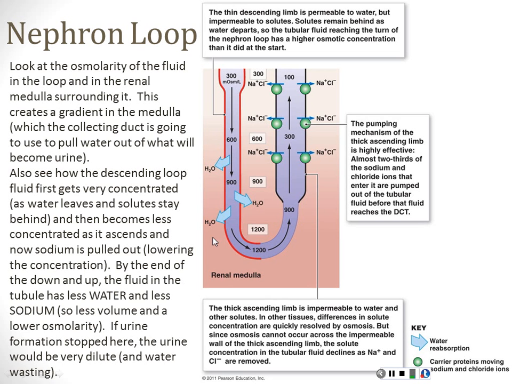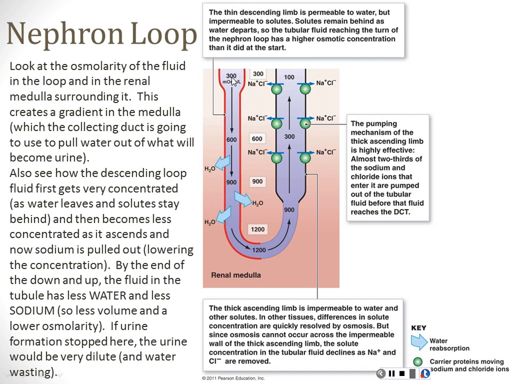Same thing happens here in the descending limb. Water is leaving, so we see the osmolarity get higher and higher and higher until we get to about 1200 here. And what pulls that water out is the solute that is present around this tube. Remember, we can't move water. Water has to move towards something in order to move. In this case, the water in the nephron loop is moving out towards the higher osmolarity in the peritubular fluid. Okay? Now, where did this solute come from? It came from the salt that's about to leave next.